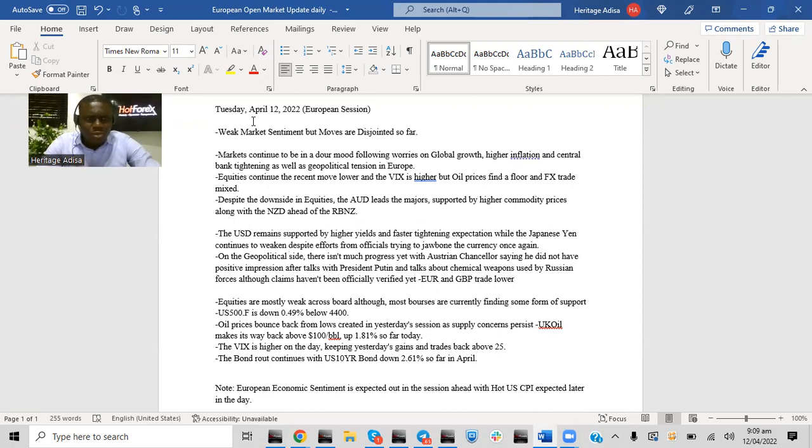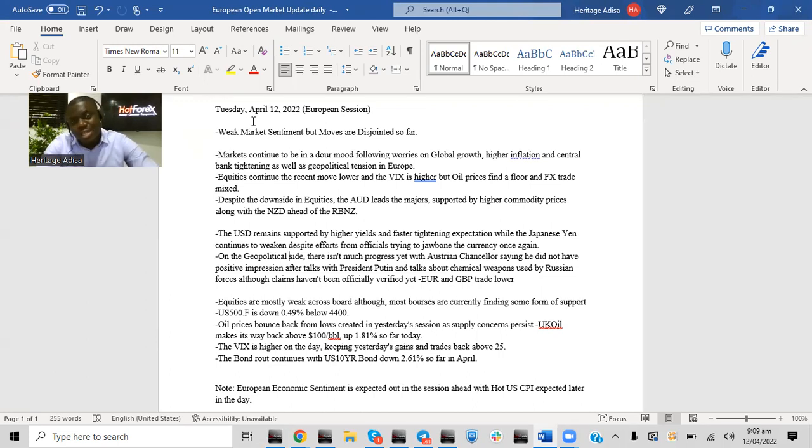And what are the reasons for this negativity or weak environment that we have? There's been continued worries on global growth, with global economic growth expected to slow down. Apart from that, you have high inflation amid central bank tightening, which obviously is not good generally for markets. You have geopolitical tensions continuing in Europe between Russia and Ukraine, and that's also something to worry about.